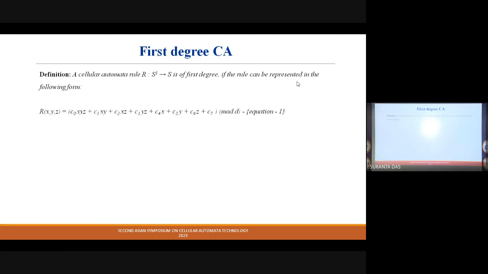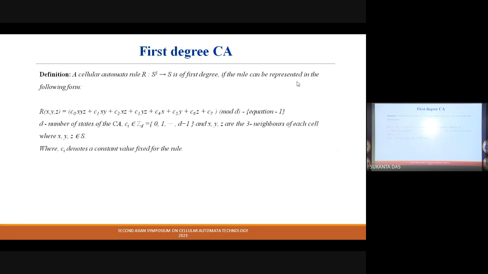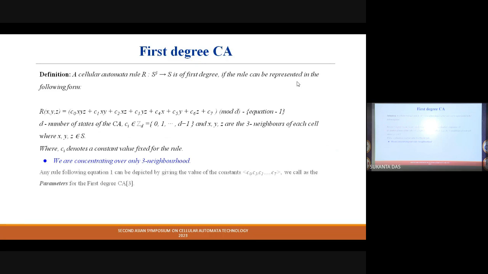Basically, this is the first degree cellular automata equation. It is known as first degree because it has degree one. This is the formal definition of the first degree cellular automata. We have constant values C0, C1, C2, C3, and based on these constant values, we can depict the parameters. In our work, we are concentrating only on three neighborhood. We can change the neighborhood as per requirement, but it becomes very difficult. So we will check with the three neighborhood condition.